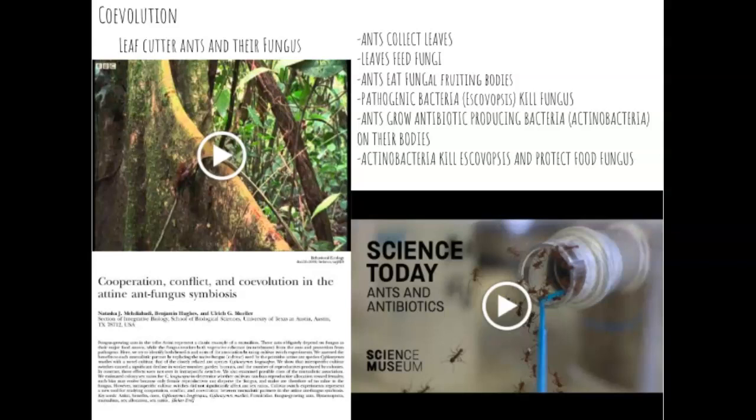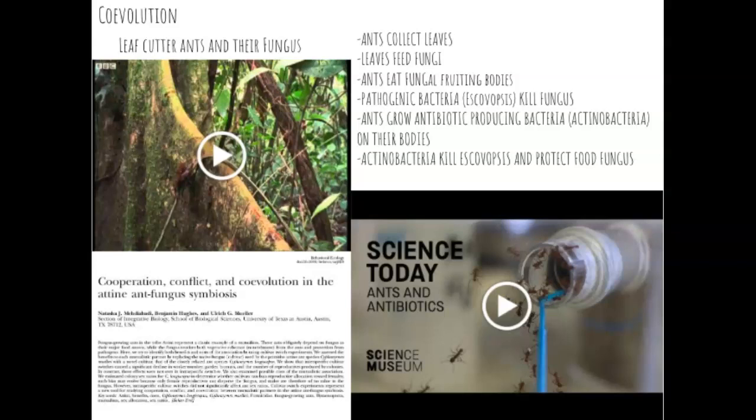And one thing that can happen is that a pathogenic bacteria that's called Ascovopsis grows as well sometimes, and it is able to kill the fungus, because there are some bacteria that can kill different kinds of fungi. So the ants actually have a white patch on their chest where they grow antibiotic producing bacteria on their own bodies.